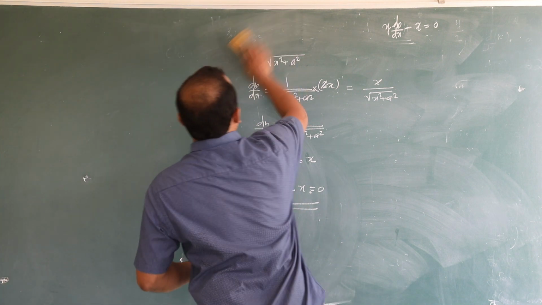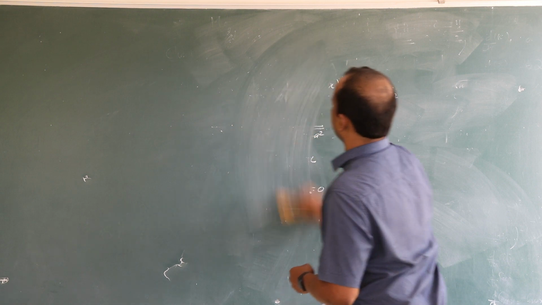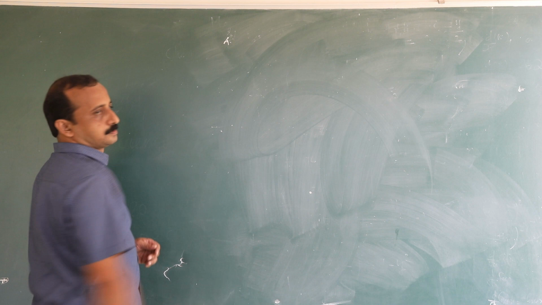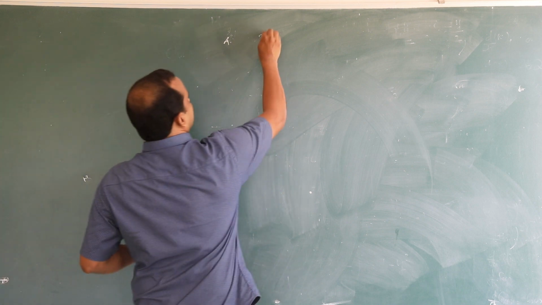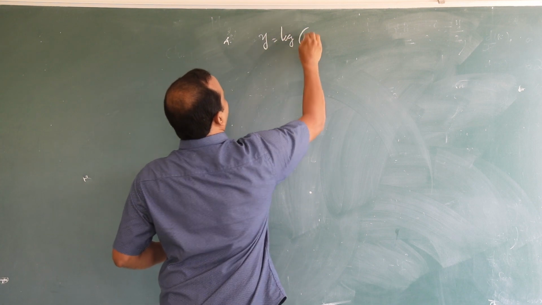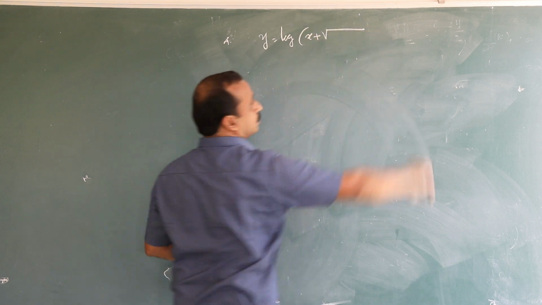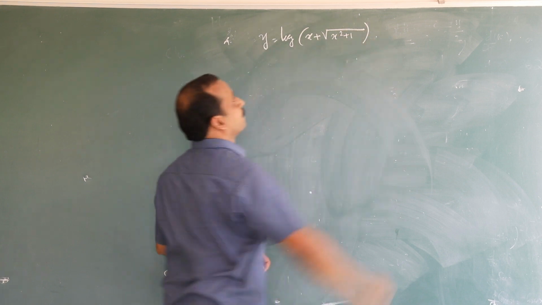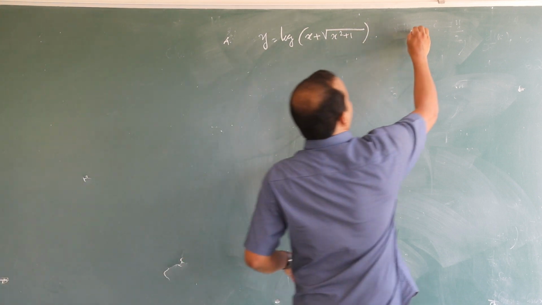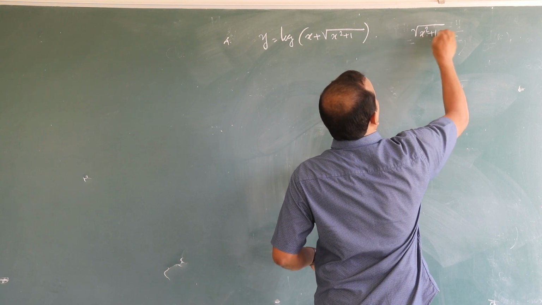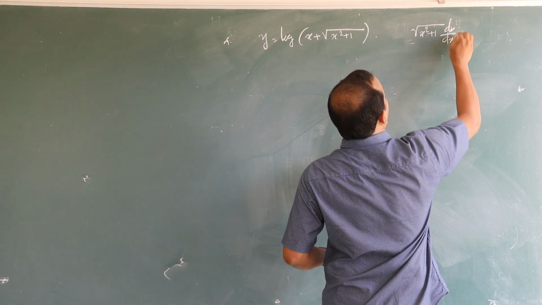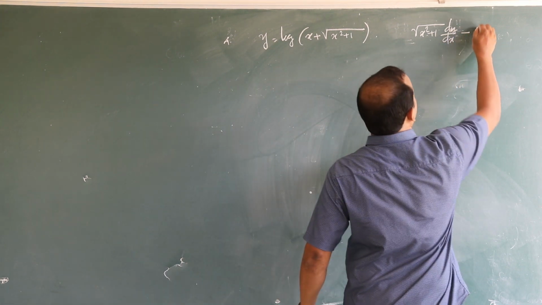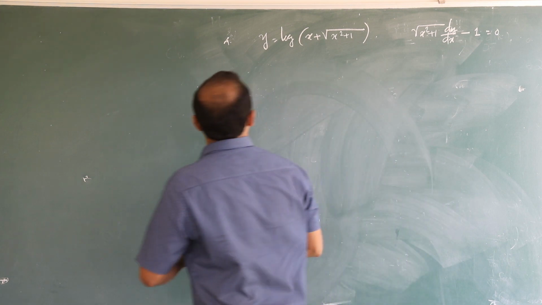Now the fourth question. Y is equal to log of x plus square root of x square plus 1. Prove that root of x square plus 1 into dy by dx minus 1 is equal to 0.